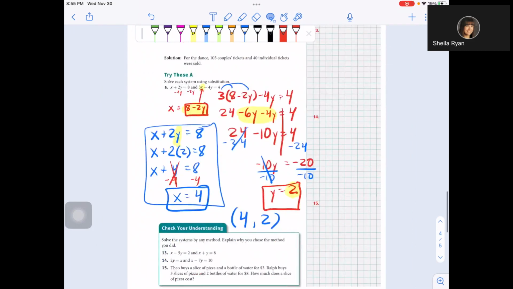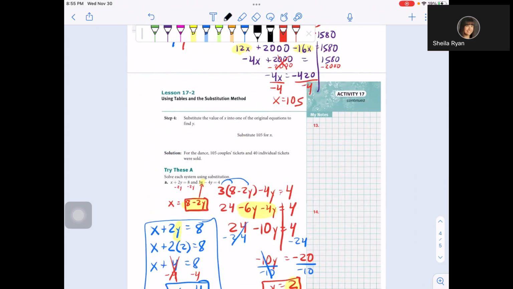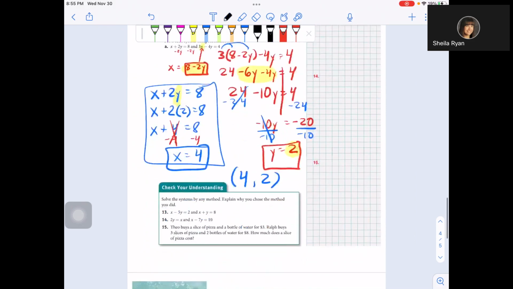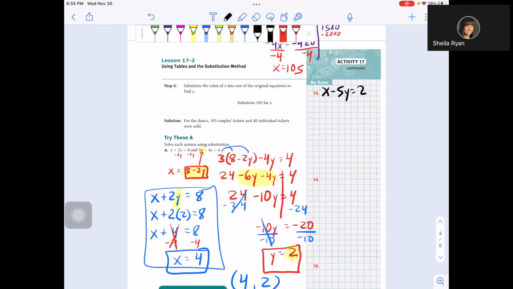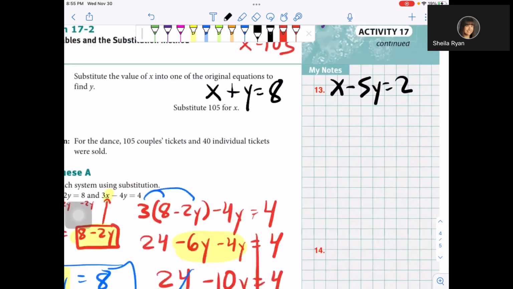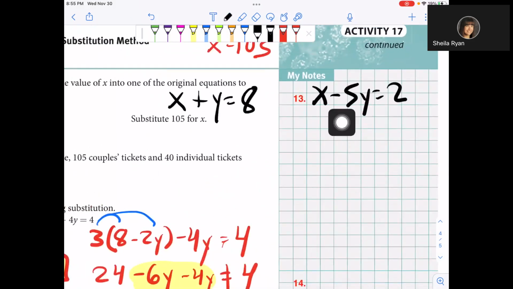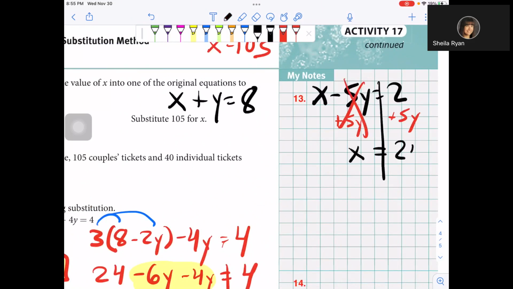Okay, so 13 is x minus 5y equals 2. And then the second one is x plus y equals 8. I'm going to just write that right here. x plus y equals 8. Okay, so if we start with our first equation right here, we're going to get x by itself. So we're going to do plus 5y and plus 5y. And we have x equals 2 plus 5y. So we got the x by itself.